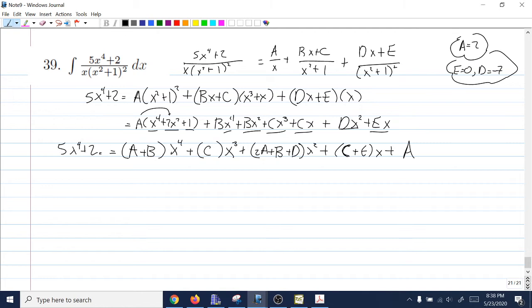5x to the 4th plus 2. So I need 5 equals a plus b. C is the x cubed. There's no x cubes. 2a plus b plus d needs to be how many x squareds is. There's none. C plus e needs to be how many x's. There's none. A needs to be the constant, which is 2. I had a was 2. Okay. C is 0. Combine that with that and I get e is 0.